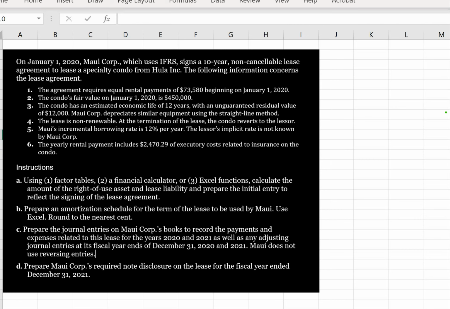And we're asked to, using whichever way we want, calculate the amount of the right of use asset and lease liability and prepare the initial entry to reflect the signing of the agreement.